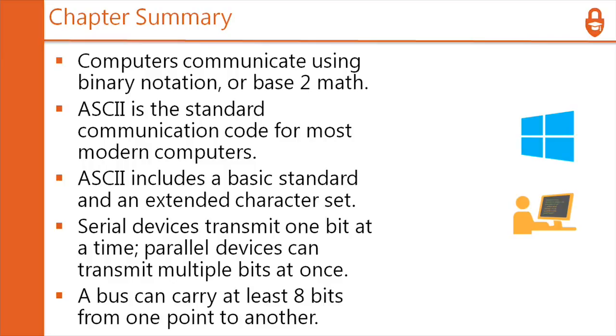Serial devices transmit 1 bit at a time. Parallel devices can transmit multiple bits at once. You can transmit 8 on an 8-bit bus, 16 on a 16-bit bus, 32 on a 32-bit bus, and 64 on a 64-bit bus from one point to another.